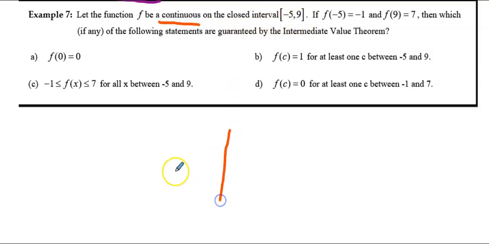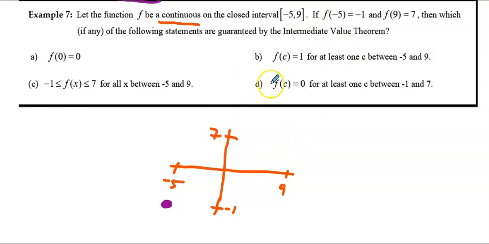So I'm going to go ahead and just do negative 5 here and 9 here. I don't need to do all the tick marks for it, so we're good. It tells me that f of negative 5 is negative 1, so it's already telling me my point, negative 5, negative 1. And it's also saying f of 9 is 7. Which of the following statements, if any, is guaranteed by the intermediate value theorem?